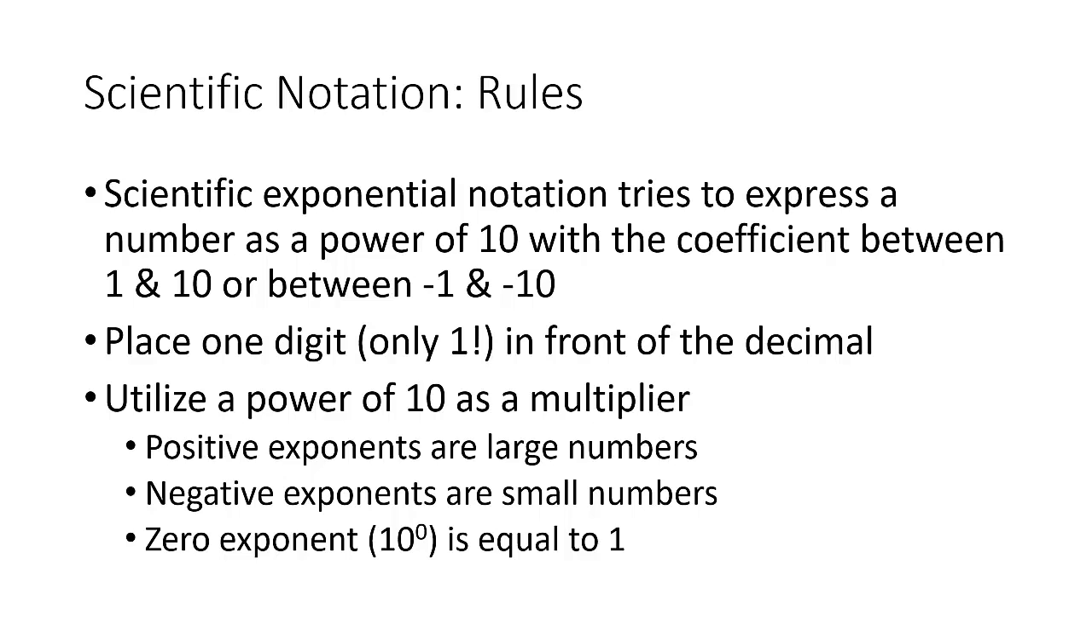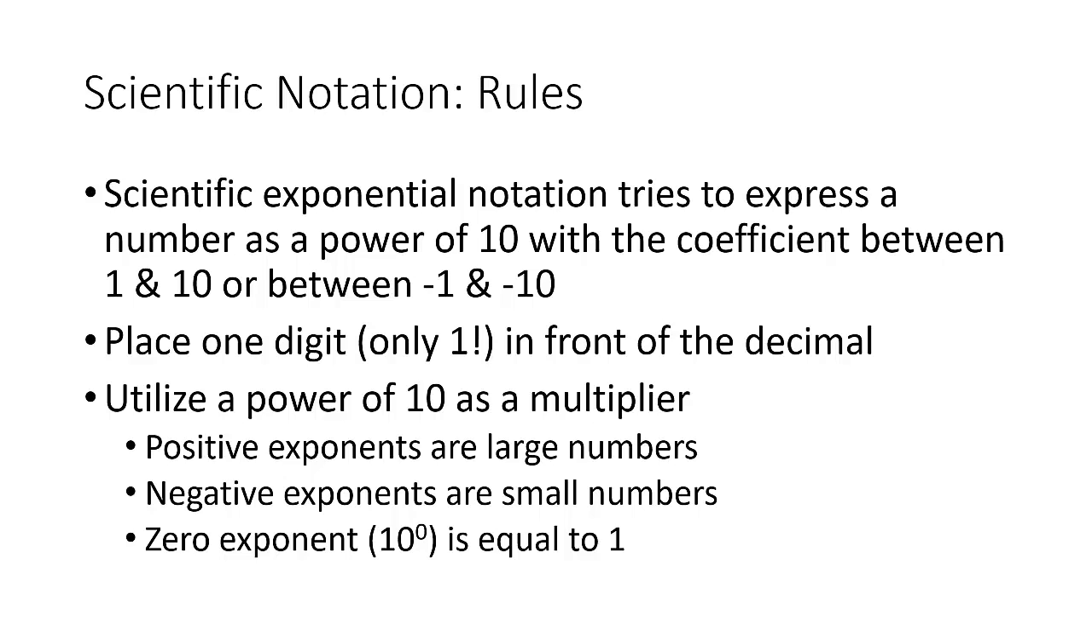So the first rule of scientific exponential notation is that we are trying to express the number as a power of 10, and we want the coefficient that is before the power of 10 to be between 1 and 10 or between -10 and -1. So another way of saying this is you have to place one digit in front of the decimal, and you can only have one digit. If you have two digits, it's not correct.